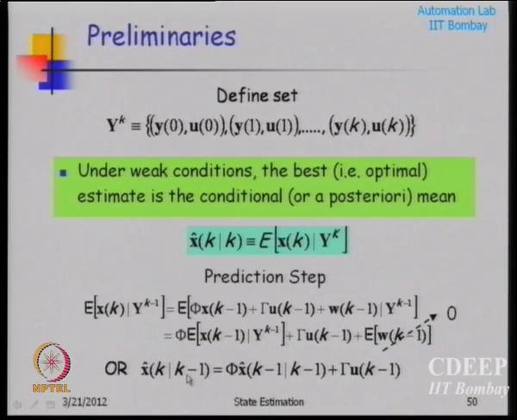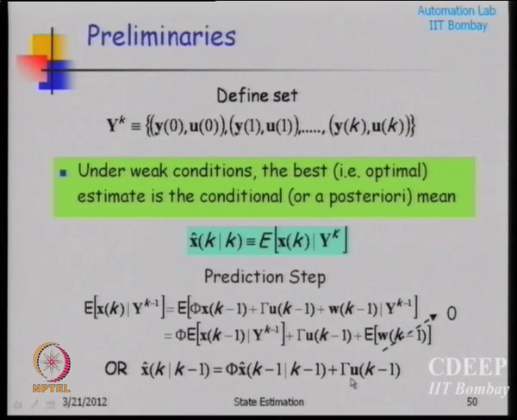What is the meaning of this? Mean of xk conditioned on yk minus 1. See, here k minus 1 is appearing, because we used information up to k minus 1. This is the conditional mean of x using information up to k minus 1, which is phi times the conditional mean x hat k minus 1 given k minus 1, plus the new input that has gone in.